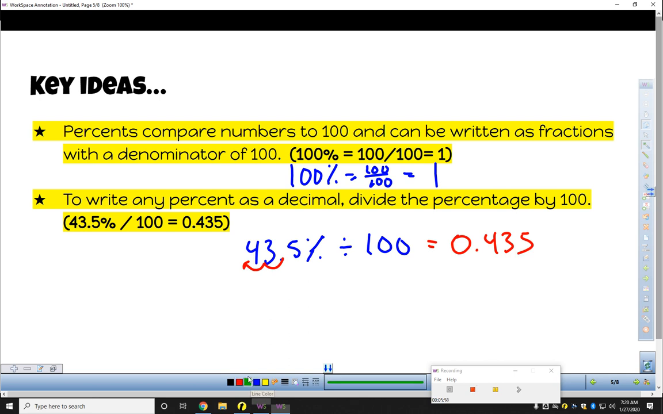Going the other direction, let's say that I have this decimal and I want to convert it to a percent. I would multiply by 100 and my decimal would shift to the right twice and you would end up with a percent. Okay, so just some helpful reminders.